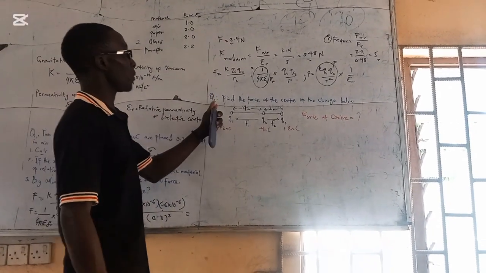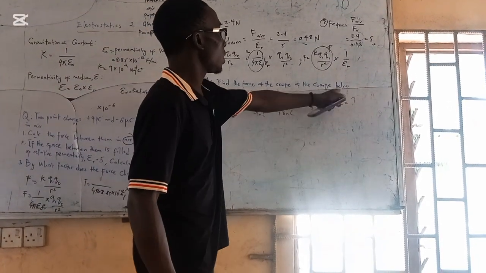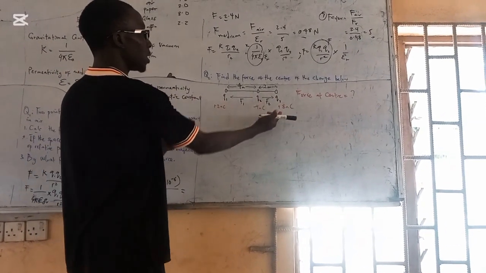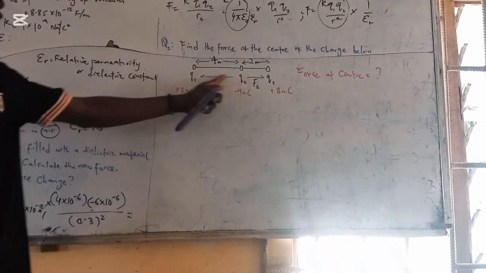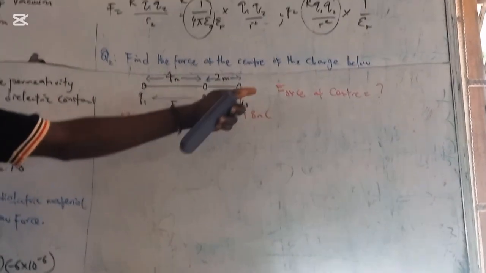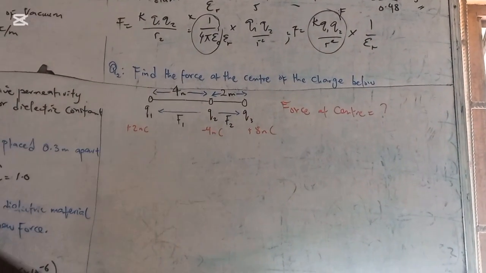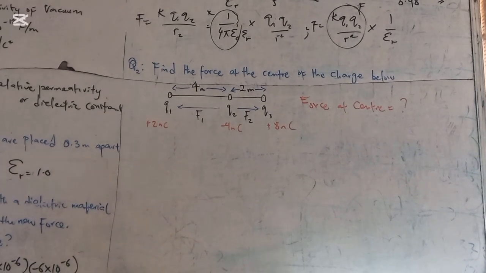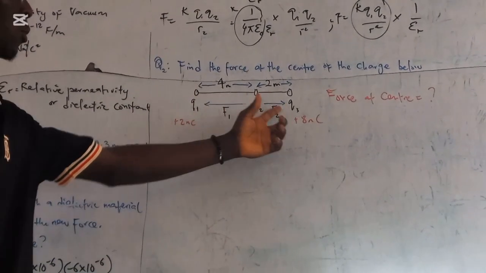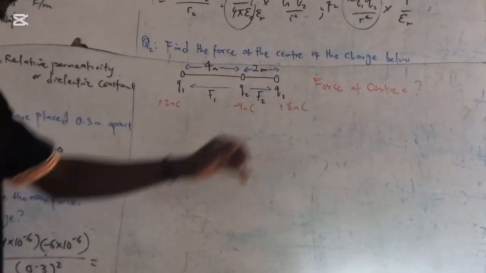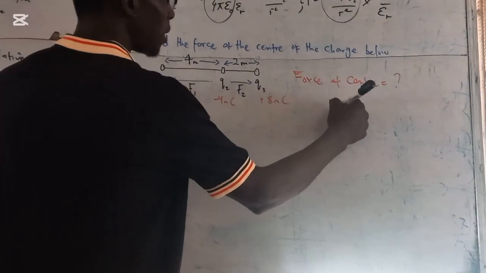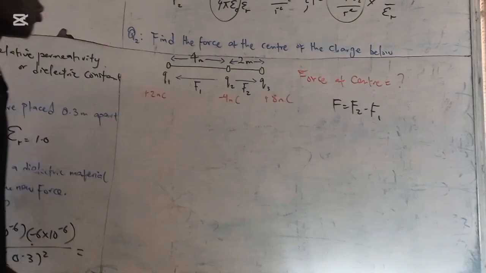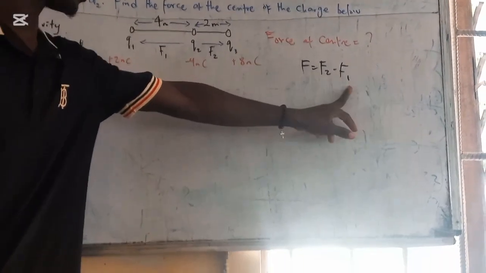Now, the second question is find the force at the center between the charges. We have charge 1, charge 2, and charge 3. Then this force acting backwards, and this force acting forward. You have to look for the force at the center. Okay. So to look for the force, we are going to be taking the two charges. We have to get F1 and F2 to get the force. Here we are doing this. F is equal to F2 minus F1, right?